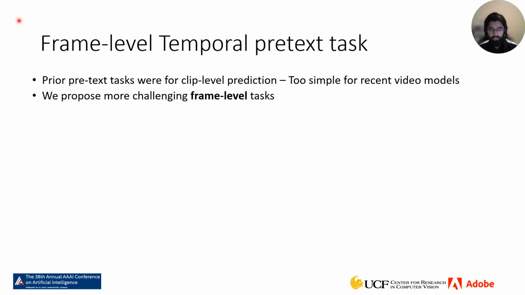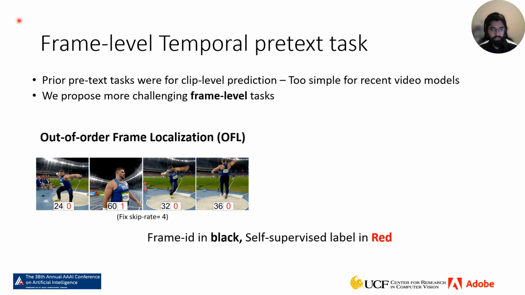So we propose more challenging frame level pretext tasks, for example, out of order frame localization. Compared to the prior frame order prediction, which was just doing binary classification of whether the whole sequence contains in-order frames or out-of-order frames, we look into the more dense task of localizing which frame is out of order. So in this example, with the fixed skip rate of 4, from 24 to 60, this frame is out of order. So that's why it has a self-supervised target 1 and the rest of them are zeros.